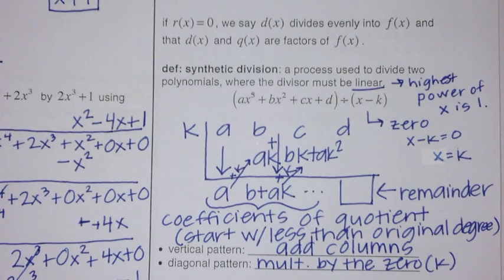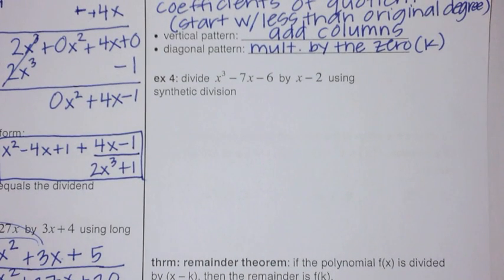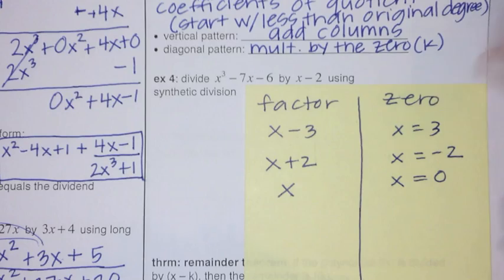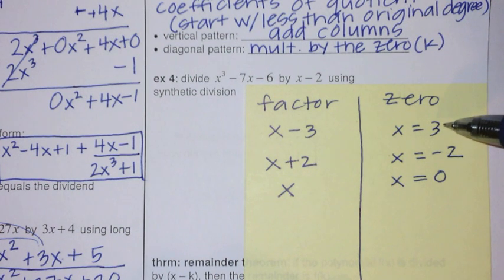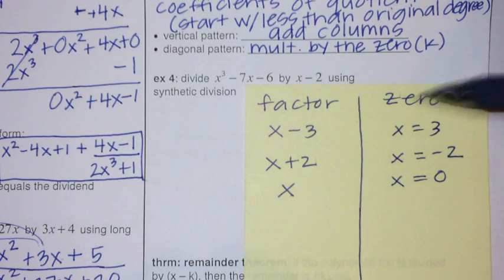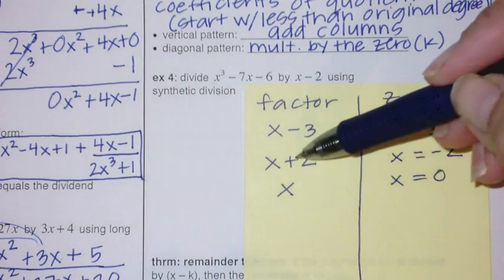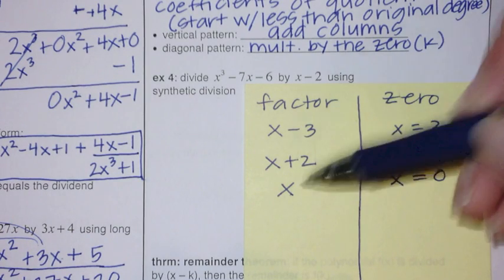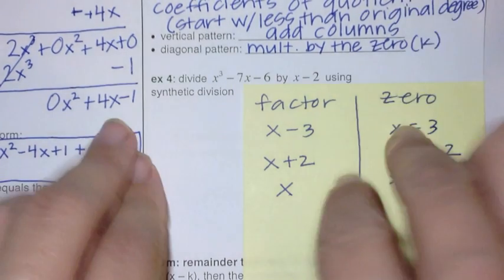Okay, so let's try this. Example 4 says to divide. So we are going to just practice real quick. I have a little post-it note here, just wanted to show you that x minus 3 is a factor. The 0 that goes with it is x equals 3. So when we use long division, we use factors, but when we do synthetic division, we do the 0 associated with that factor. So x plus 2 would be x equals negative 2, and if it's just x, it's going to be 0.